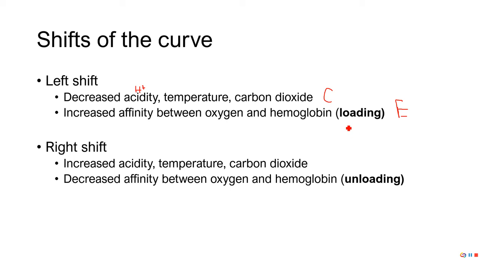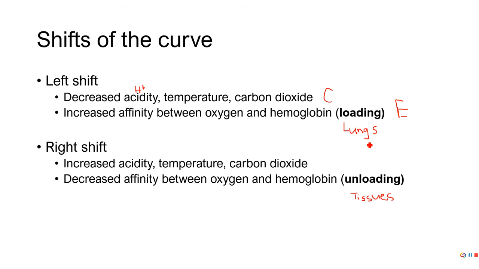What's really interesting is if you think about it, in the lungs, we have relatively low temperature, low acidity, low CO2. In the tissues, we have high temperature, high CO2, high hydrogen ion, especially during exercise. And so the way things work, in my lungs, I've got an environment that naturally occurs that facilitates loading of oxygen, whereas in my tissues, I've got an environment that facilitates the unloading of oxygen.